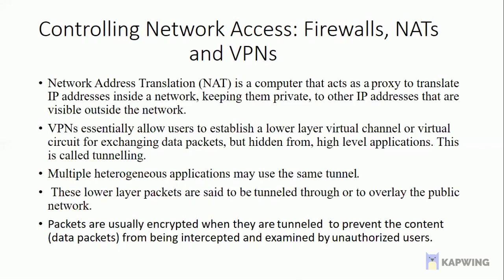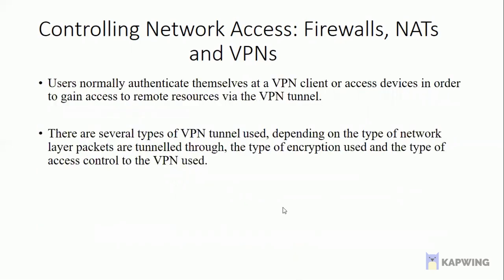Packets are usually encrypted when they are tunneled to prevent the contents from being intercepted and examined by unauthorized users. Users normally authenticate themselves at the VPN client or access device in order to gain access to the remote network via the VPN tunnel. There are several types of VPN tunnels used, depending on the types of network layer packets that are tunneled through, the types of encryption used, and the types of access controls to the VPN used. So these are some problems in networking.